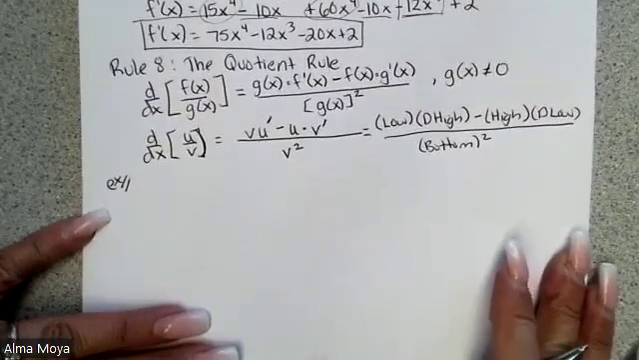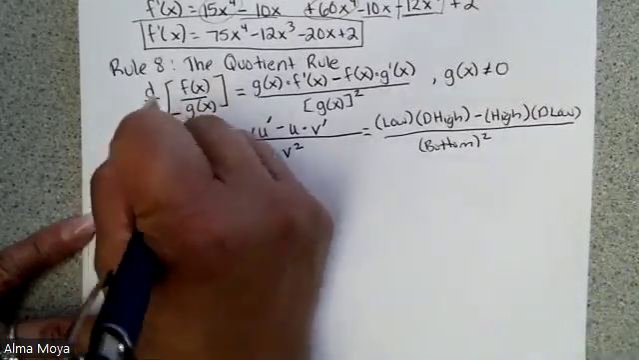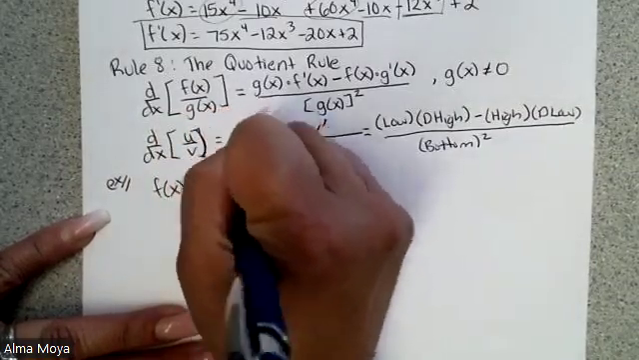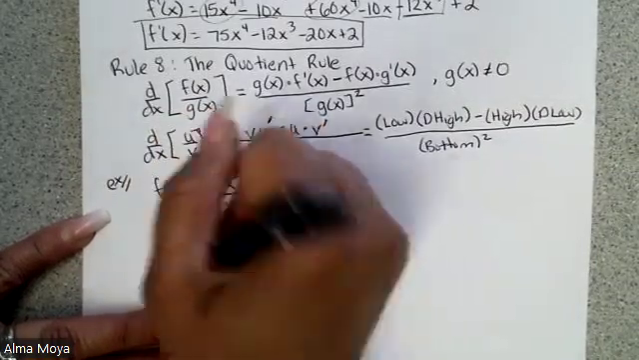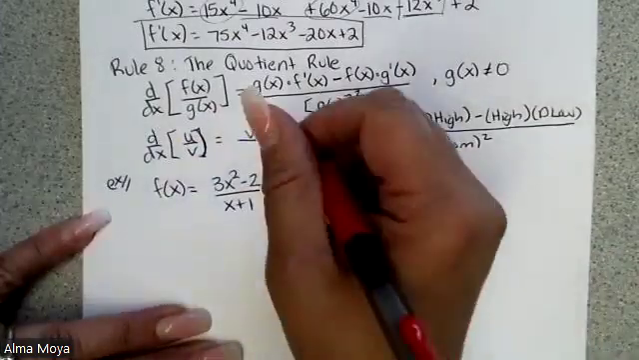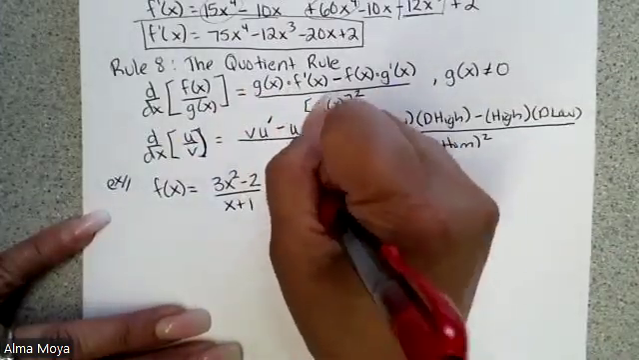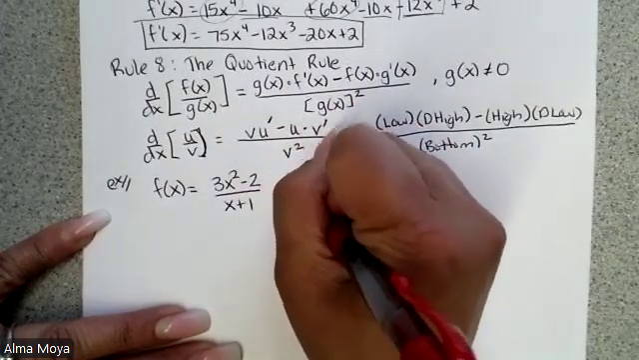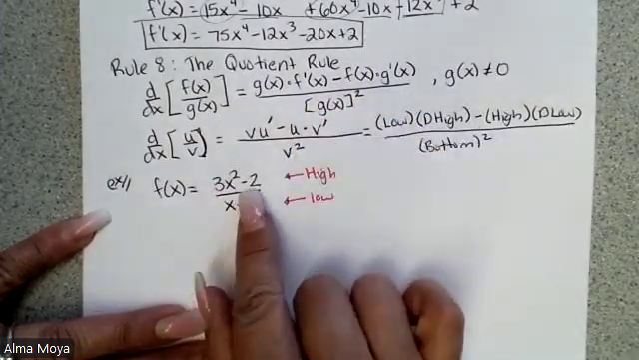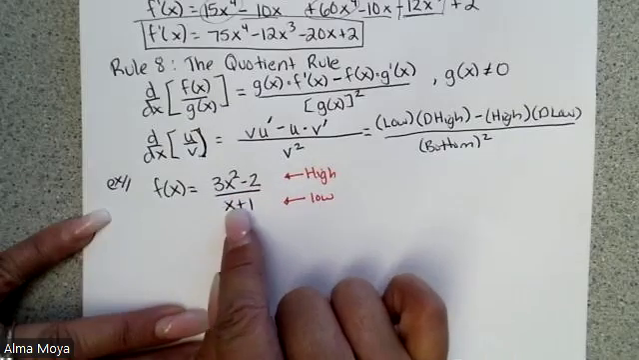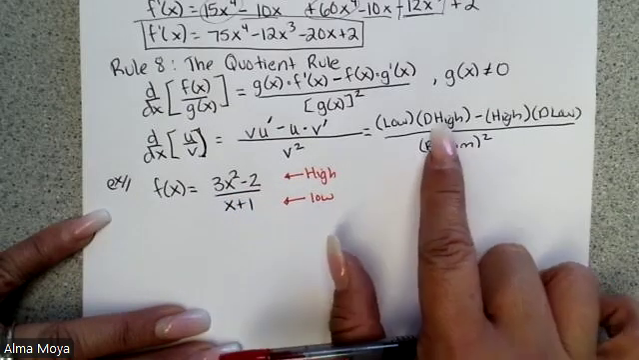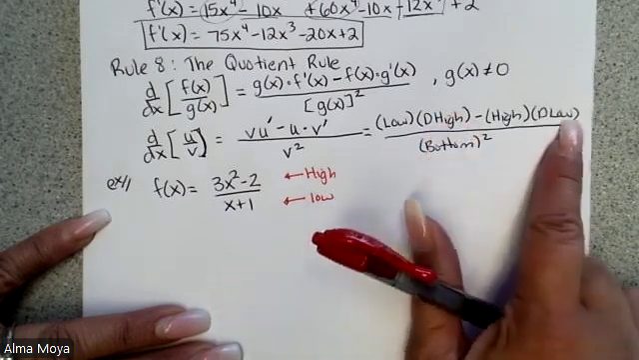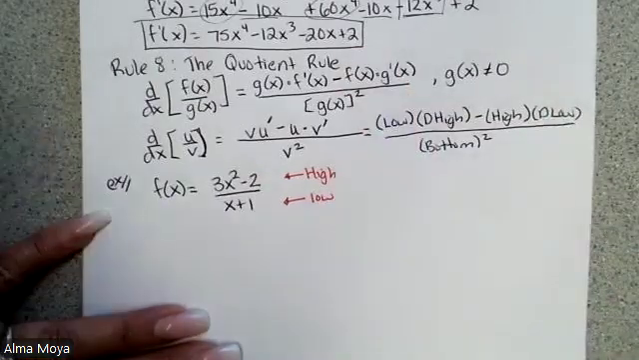So let's go ahead and apply that. We have f of x equals 3x squared minus 2 over x plus 1. The high is the upper one, and x plus 1 is the lower one. So the 3x squared minus 2 is the high, x plus 1 is the low. And whenever it says a d, that means you're taking the derivative of that one.